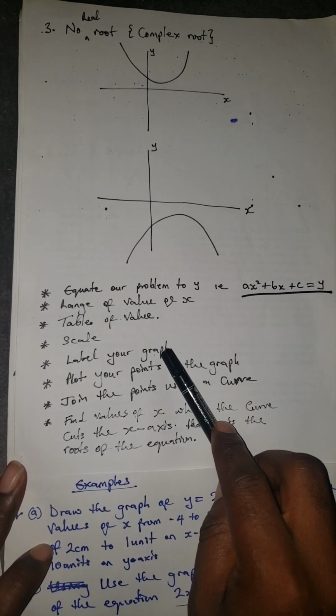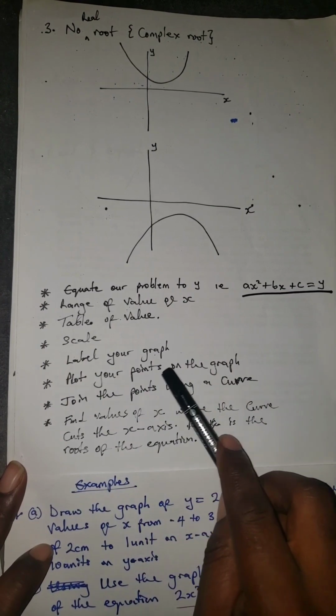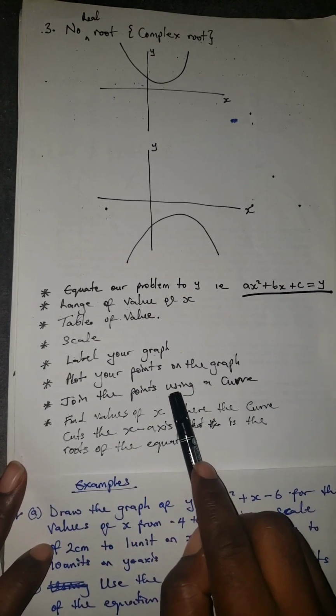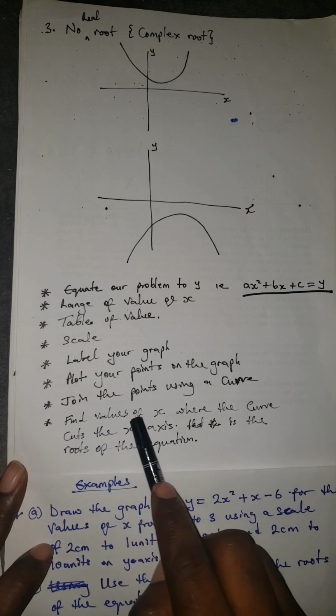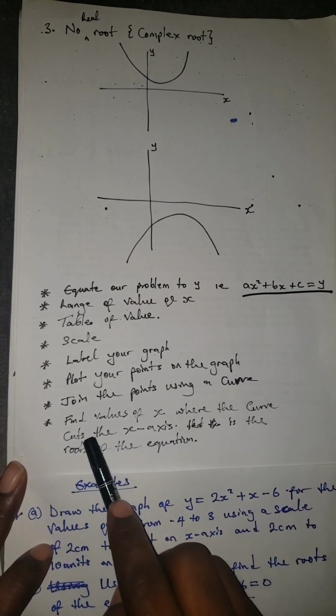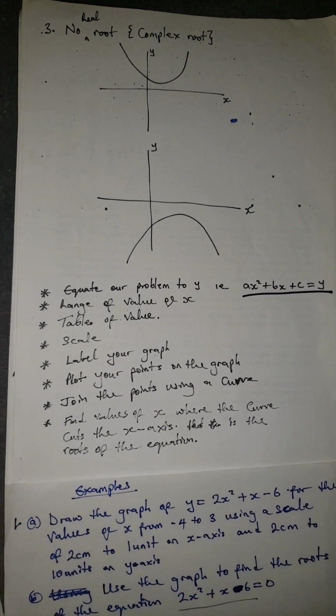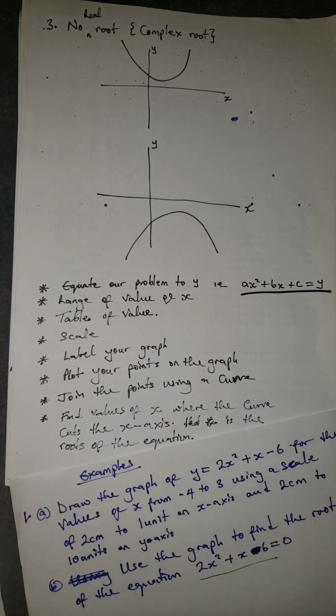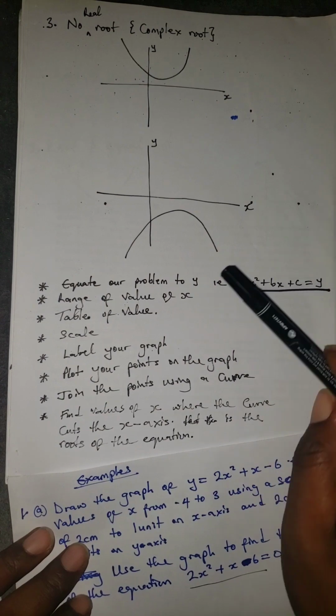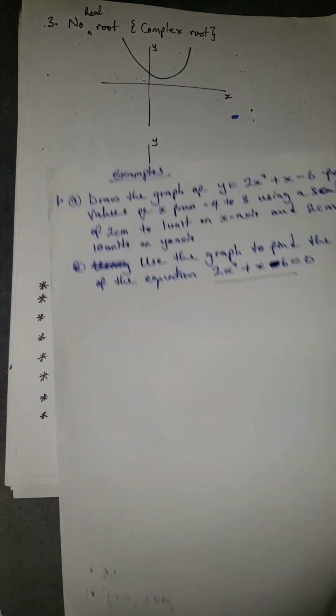When you are done labeling your graph, you plot the points on the graph. Join the points using a curve and find the value of s where the curve cuts the x-axis. That is the root of the equation. So we are going to start now. We are given the range already. Then we need to construct our table of values.